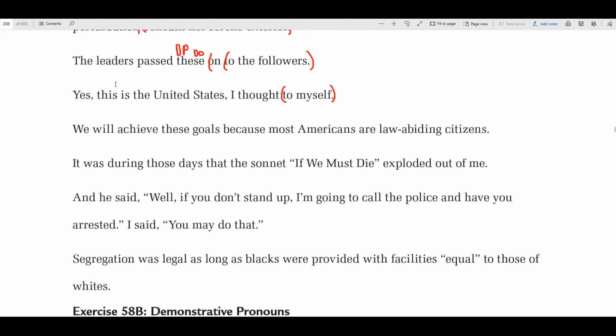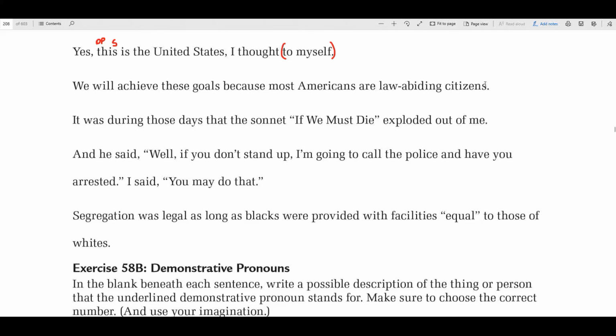"We will achieve these goals because most Americans are law-abiding citizens." Okay. Which goals? These goals. That was easy. "It was during those days that the sonnet, 'If We Must Die,' exploded out of me." Okay. Let's see. Was, okay, which days? Those days. So this would be a demonstrative adjective.